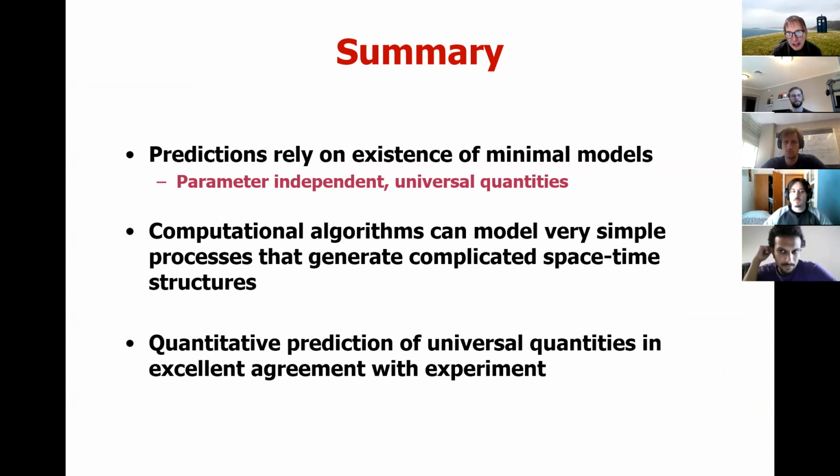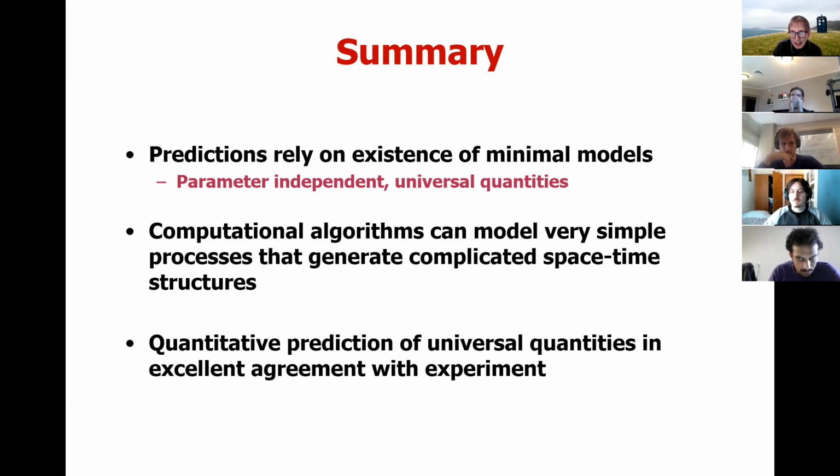So what I've shown you is that when we make predictions in physics, the reason they work is that they rely on the existence of minimal models, and the predictions that we make are typically parameter independent and universal quantities. A lot of the ways physics has been successful is because the predictions don't depend sensitively on details, and so one can avoid excessive realism to make minimal models that capture the important quantities.